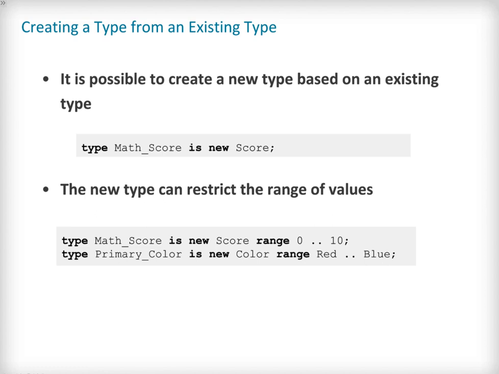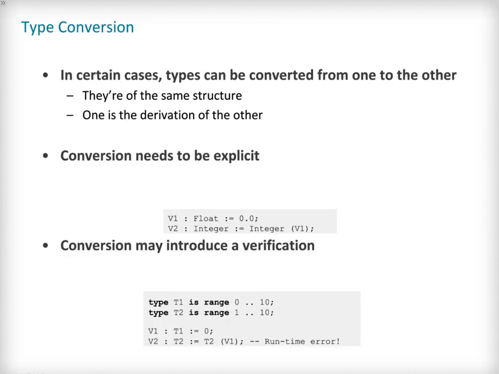And I could do that with pretty much any discrete type. For example, here I have a type Primary_Color, which is based on the implementation of Color, but just accepts values from red to blue. Although it is impossible to mix different types by default, if they share commonalities in terms of implementation, it will be possible to make explicit conversions.